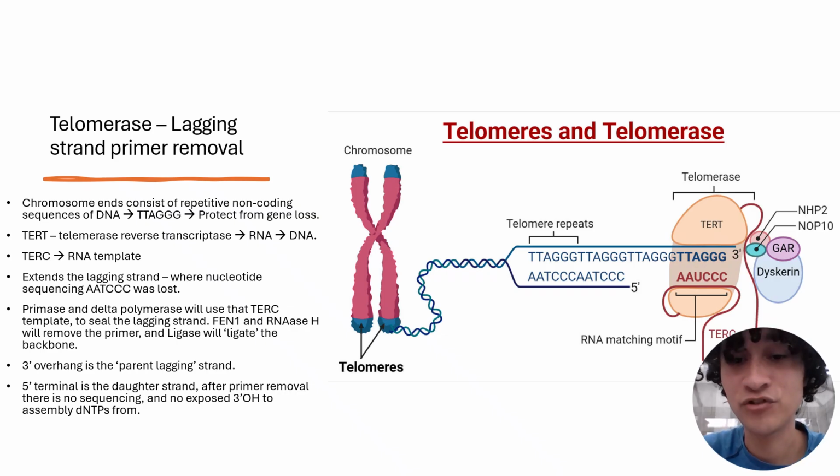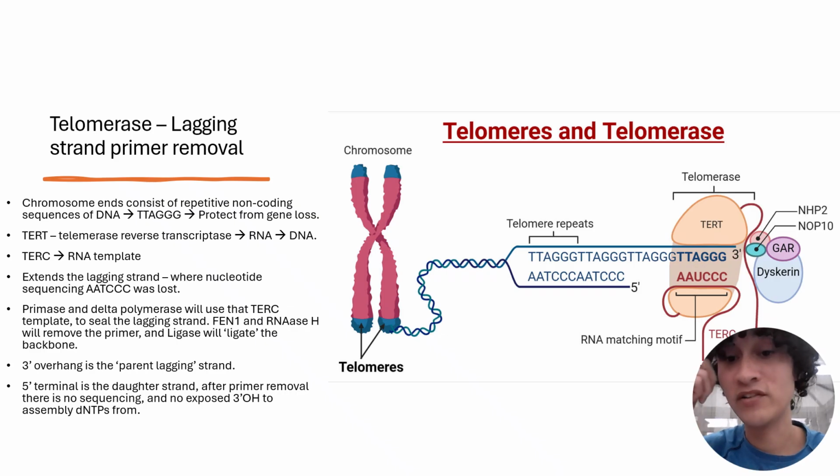That parent strand has all the right DNA sequences, but that daughter strand is missing a significant amount of sequence. But telomerase actually has its own RNA transcript built in. It's got an AAUCCC transcript, and this corresponds with the telomere sequences. Telomeres are non-coding DNA, and they take the fall for gene loss, to prevent actual genes from getting lost during replication. Telomeres have a TTAGGG-like sequence, so complementary to that would be AAUCCC.